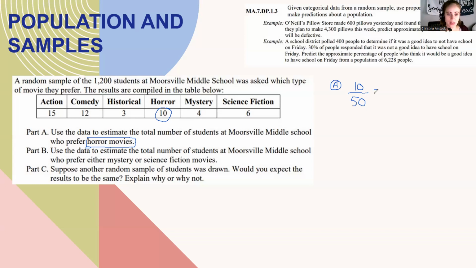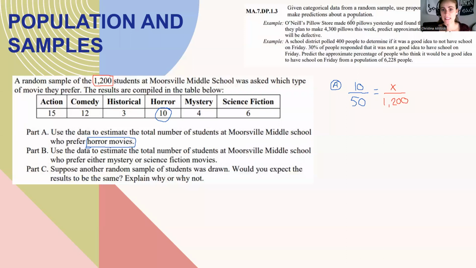And we are going to set that equal to the ratio for the population, the whole school. Well, in this case, I don't know how many students prefer horror movies. And that actually matches, because that's what my question is asking me to do. My question is, how many like horror movies from the whole school? So that is our unknown. That's going to be our X. And then the denominator still needs to be the total number of students. We have to have the labels match that way. We are told this is how many students are at the school.